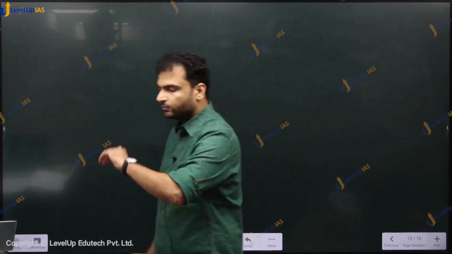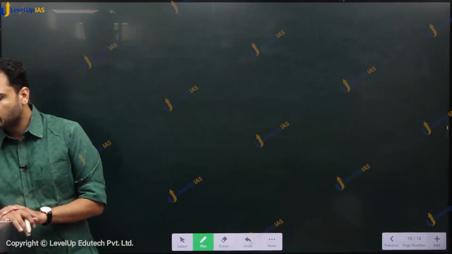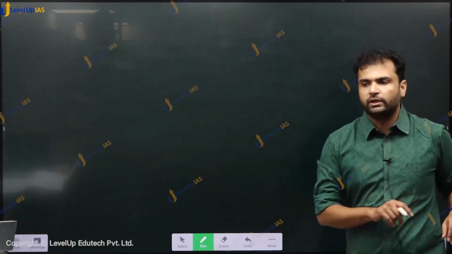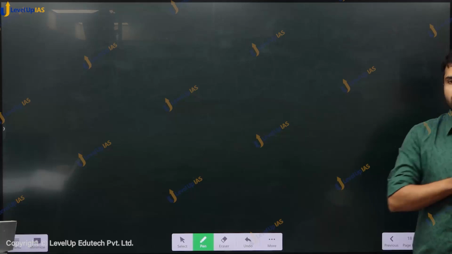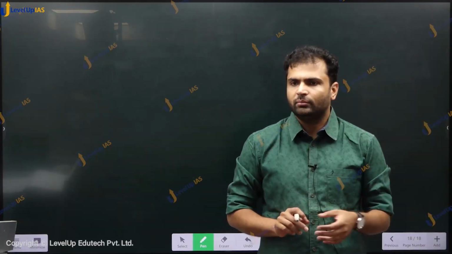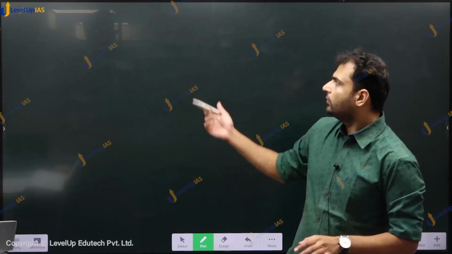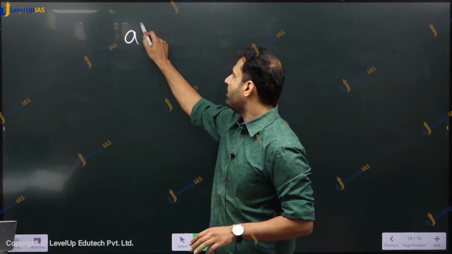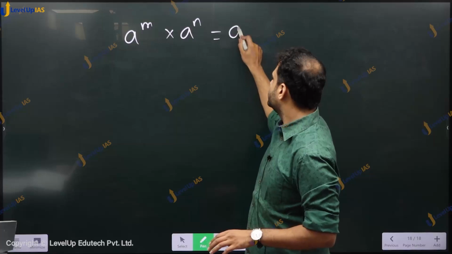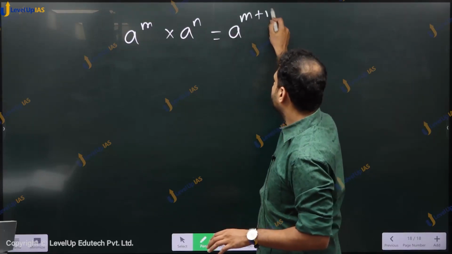Okay, then we'll move on to properties of exponents. These are some of the properties that we need to get comfortable about, not something we have not learned, and this follows straight away from basic definition of exponents. For example, a raised to m into a raised to n is equal to a raised to m plus n.